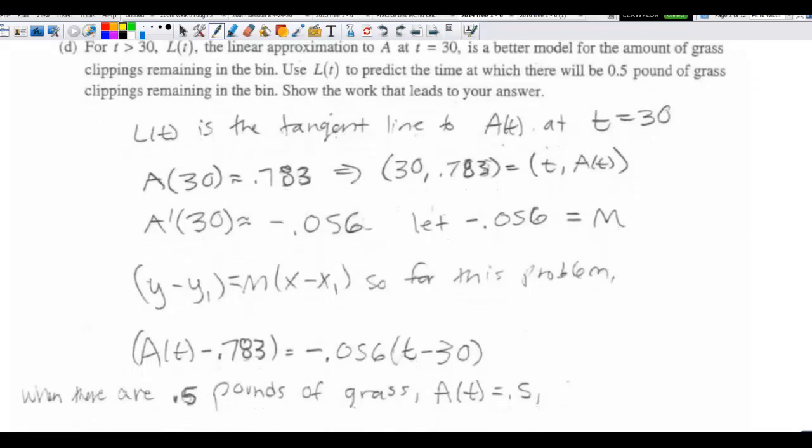So you can see that the student said that L of t is the tangent line, which is what I talked about. They calculated A of 30. Notice they rounded it off to 3 decimal places, but in their work they're going to store that. They said that this is going to be the slope of their line. Here's point slope form of the equation, just like we talked about.